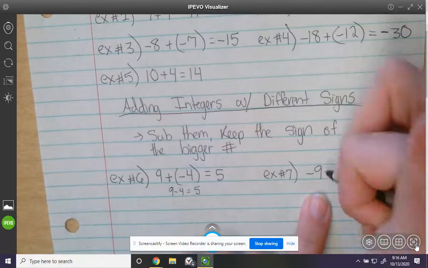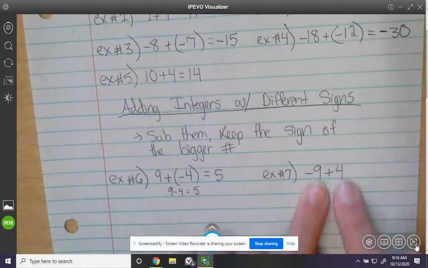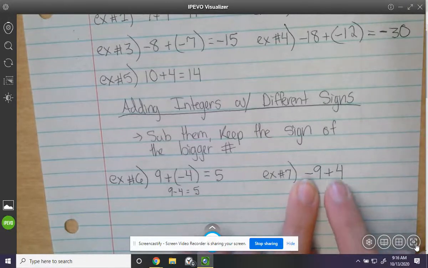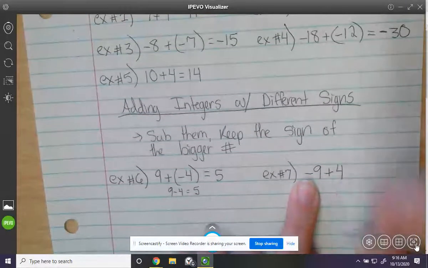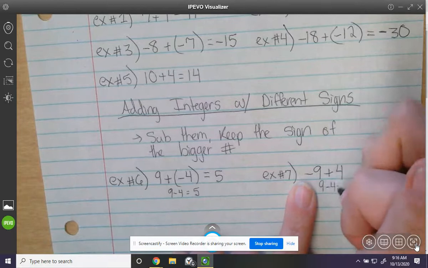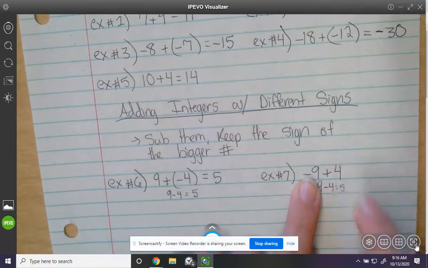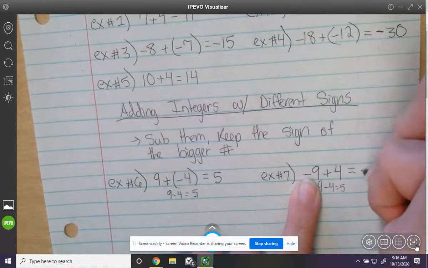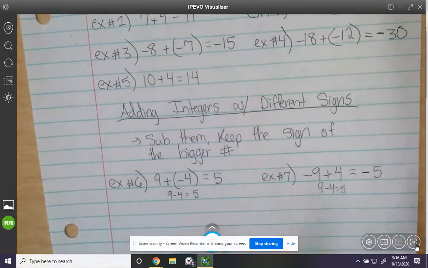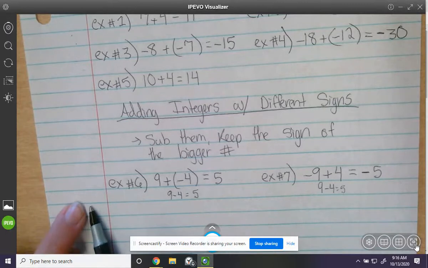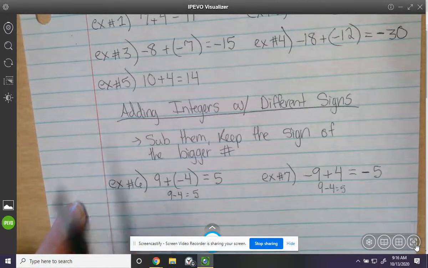Let's switch it up. Negative 9 plus 4. I have different signs because that's negative, that's positive. So I still do the same thing. 9 minus 4 is 5. But now this time, which number is bigger? The 9. So my answer is not going to be a positive 5. It would be a negative 5 because I would start down here at negative 9 and count up 4, negative 8, negative 7, negative 6, negative 5.